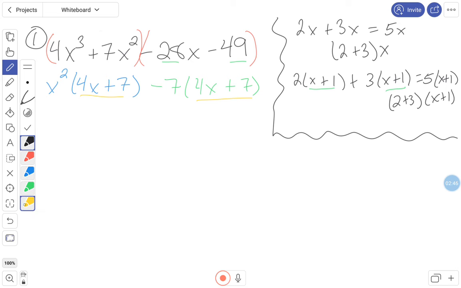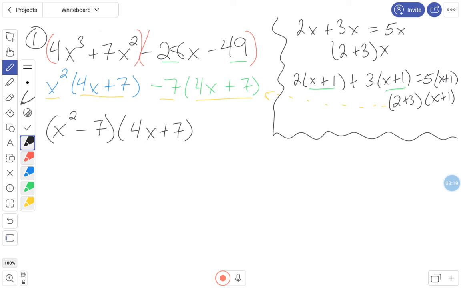If you notice, this is starting to look familiar, like what I have over here. It's just that over here, I have a fancy x squared and a minus 7 instead of a 2 and a 3. So if I am combining like terms over here, that's going to be x squared minus 7 times 4x plus 7. And again, all it is really, really fancy combining the like terms.